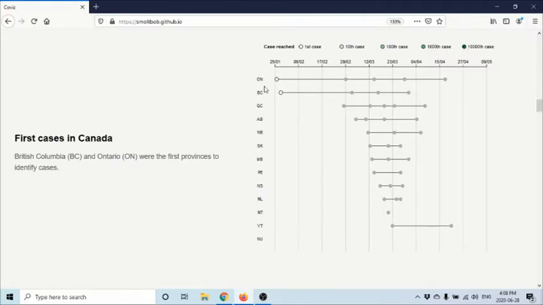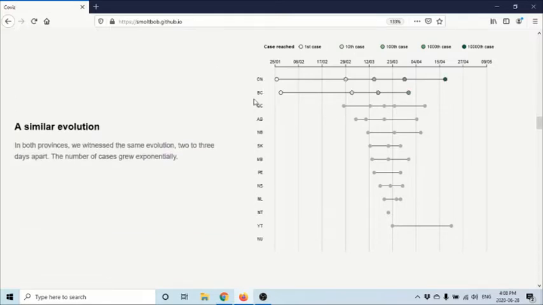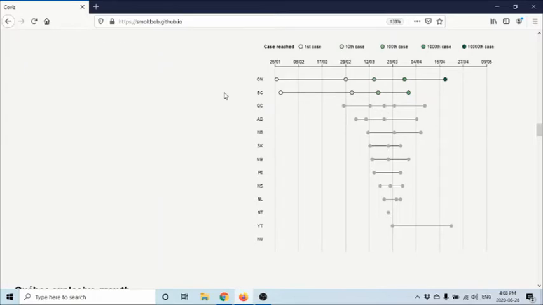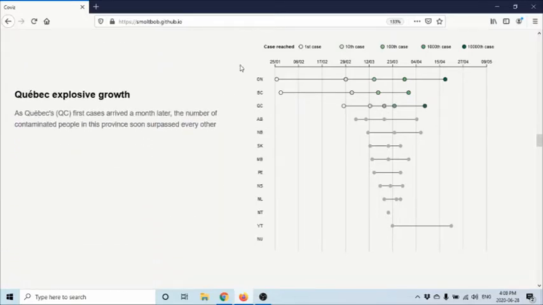We see the provinces here, we see the date here, and the first cases in Canada belong to Ontario and British Columbia. The similar evolution happened for both. In both provinces, we witnessed the same evolution, 2 to 3 days apart. The number of cases grow exponentially, especially for Ontario. As Quebec first cases arrived a month later, the number of contaminated people in the province soon surpassed every other, as you see here.